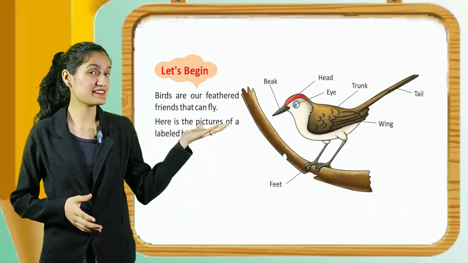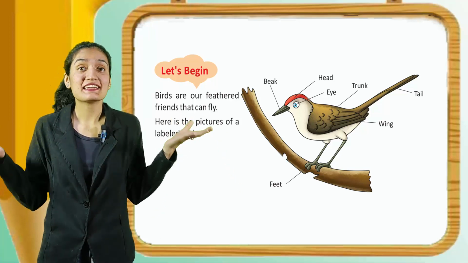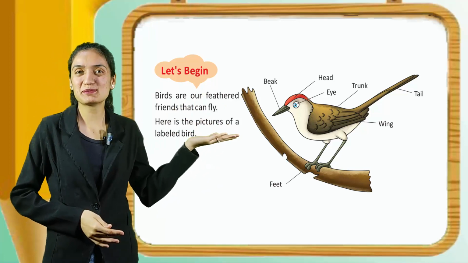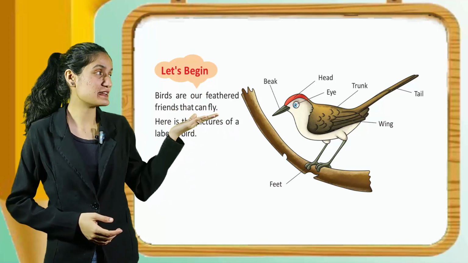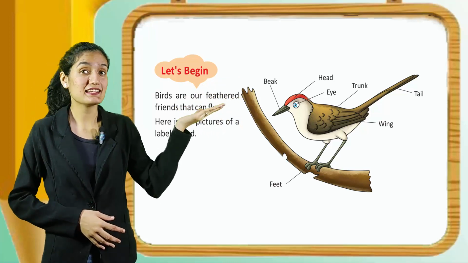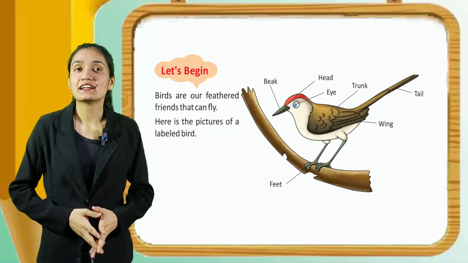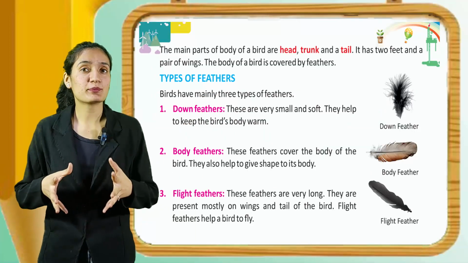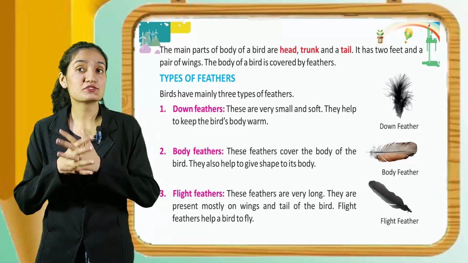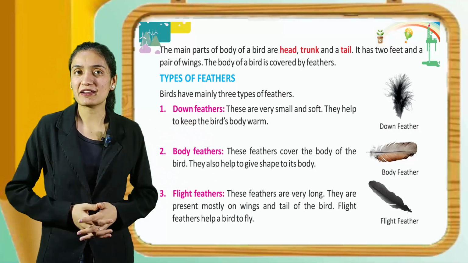Now kids, let's begin. Birds are our feathered friends that can fly. Here is the picture of a labeled bird. Kids, see this beautiful bird. Here are the different parts labeled: back, beak, head, eye, trunk, tail, wing, and feet. The main parts of the body of a bird are head, trunk, and tail. It has 2 feet and a pair of wings. The body of a bird is covered by feathers.